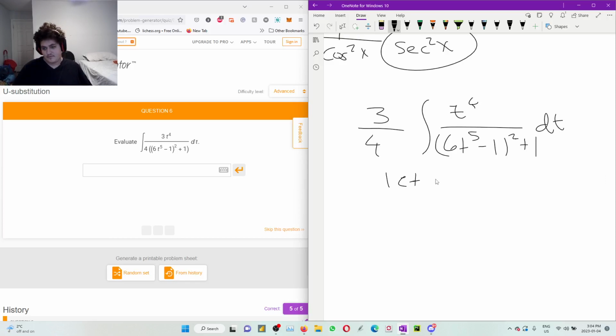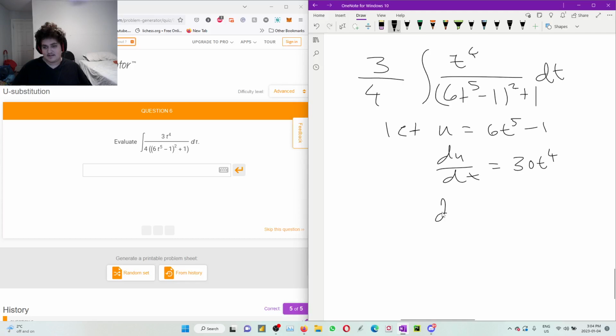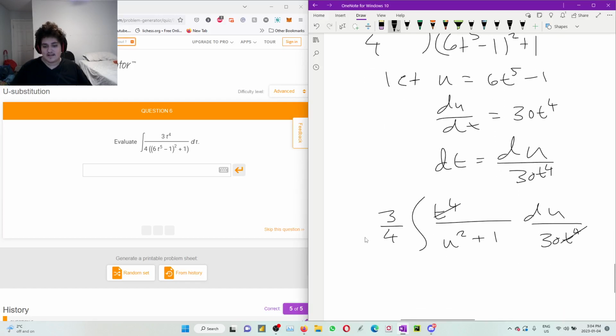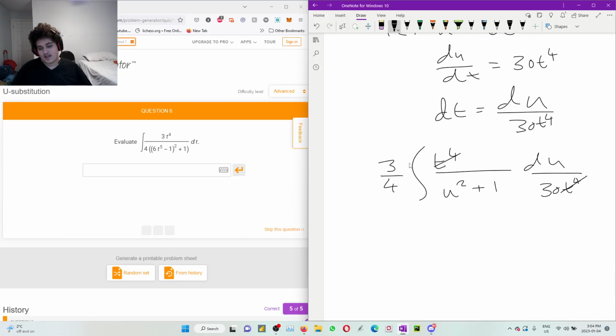Of course, we're going to let u equal 6 t to the 5 minus 1. So our du by dt equals 30 t to the 4. So that means that our dt equals du by 30 t to the 4. So we have t to the 4 over u squared plus 1, and dt is just du by 30 t to the 4. The t to the 4's cancel. We can take the 1 over 30 out. So we just have now the reciprocal of u squared plus 1.